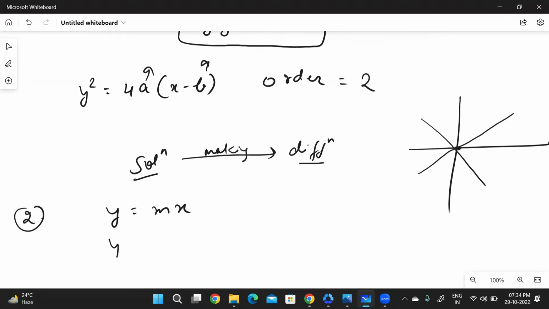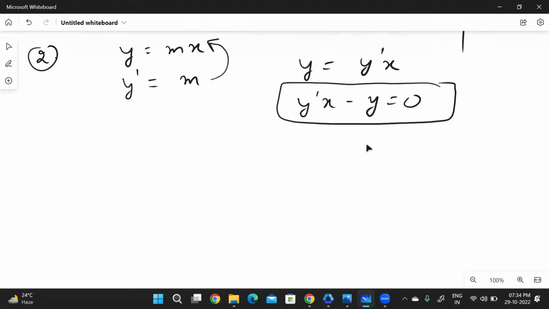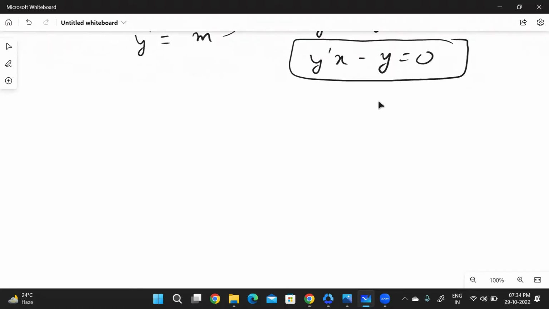When you differentiate it, you get y dash equals m. And you can put back the value of m into our solution to give y equals y dash x, or y dash x minus y equals 0. So this is free from arbitrary constant. So we can say that this is the differential equation for the family of straight lines. Okay.